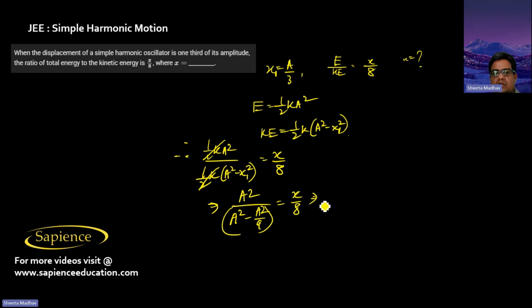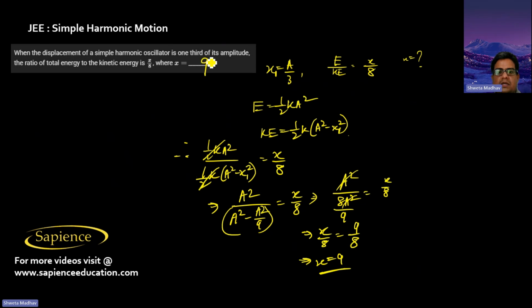So it means a square by, is 8 a square by 9, that is equal to, a square is going to cancel. So x by 8 is equal to 9 by 8. So x is equal to 9. So the value of x is 9. 9 is the answer.